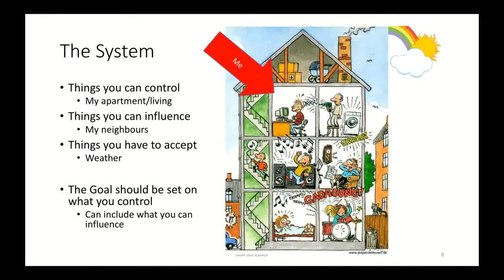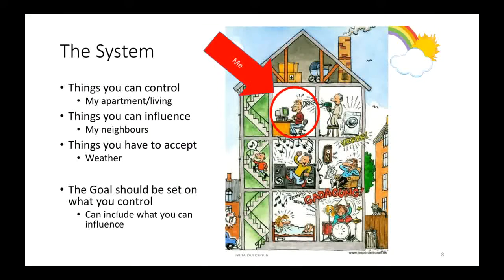Let's have a look at the system. You find me here, sitting in my flat. You see my neighbors. They are quite noisy. So the system consists of three things. The things you can control, which is my apartment, the living, and the things you can influence, your neighbors in this case, and things around you.